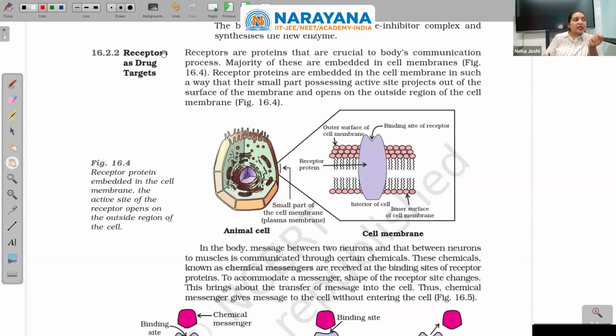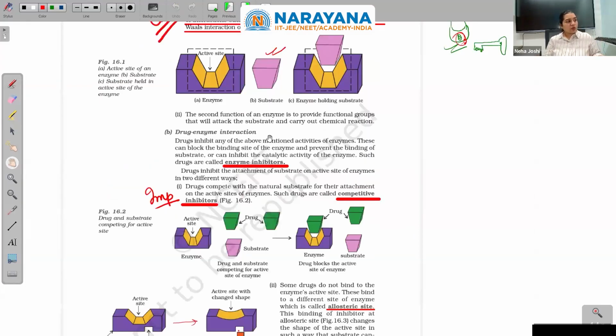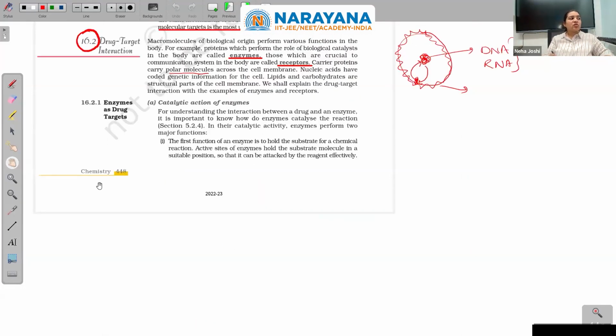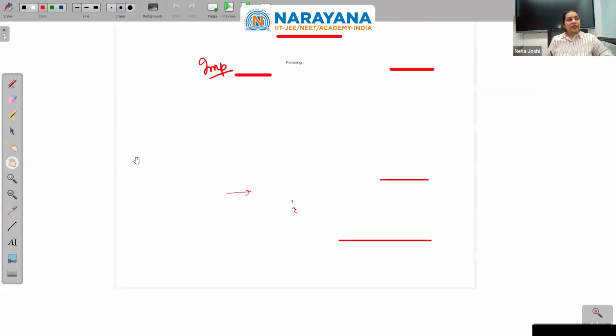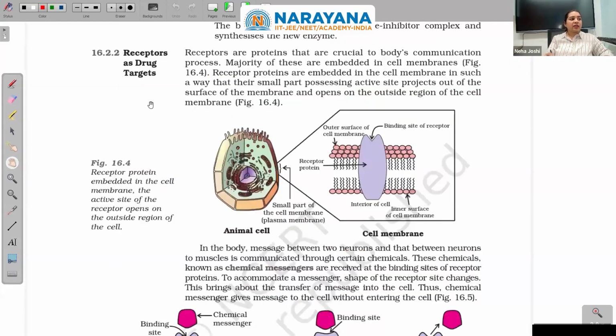Coming to the next point, receptors as drug targets. What we were doing first, we were doing 16.2.1, enzymes as drug targets, how enzymes are acted upon by drugs. Now receptors as drug targets. Now drugs are attacking the receptors, not the enzyme. Now first we have to understand what the receptors are.